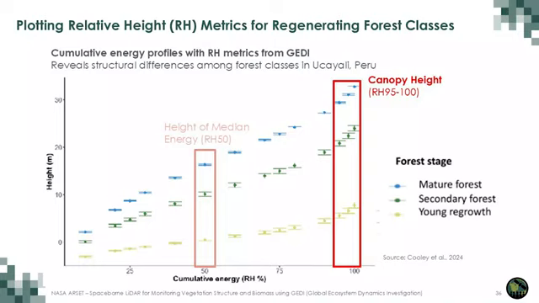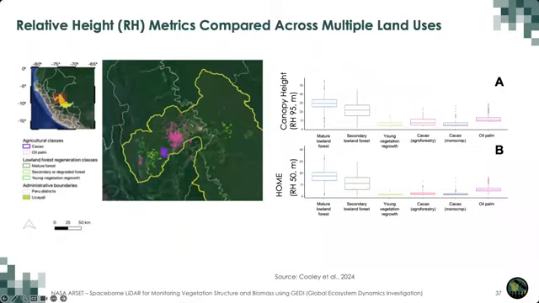And this is pretty consistent across all RH metrics, not just these upper metrics, which correspond to canopy height. Meanwhile, RH50 corresponds to the height of median energy, as we learned in the previous slide. And this metric, RH50, tells us about the distribution of understory vegetation, which also varies by forest type. Among the forest classes, again, we see that mature forests have the highest RH50 values relative to secondary and young vegetation regrowth.